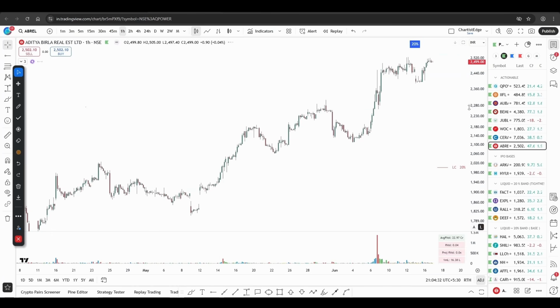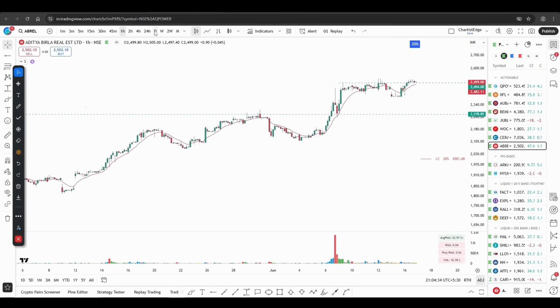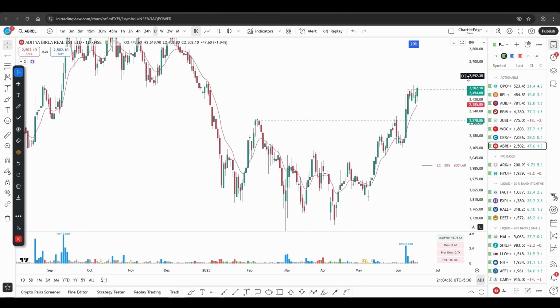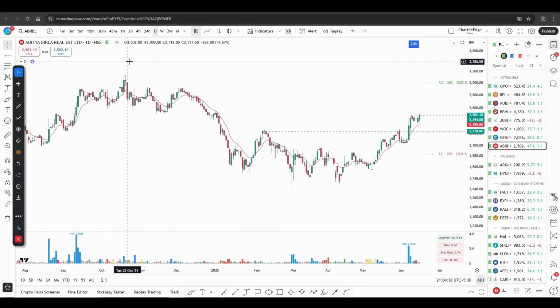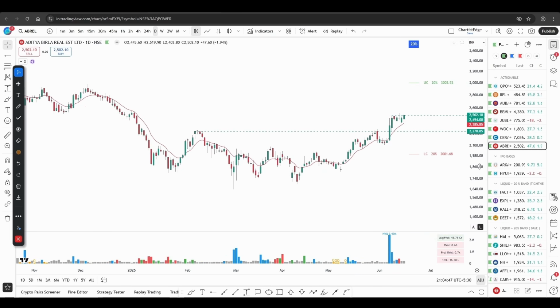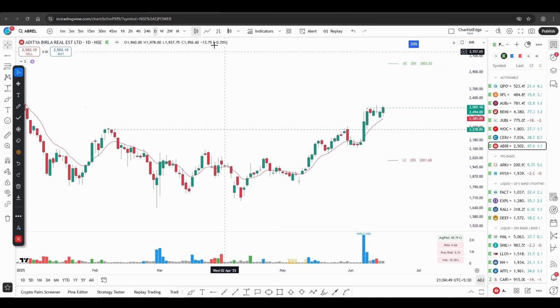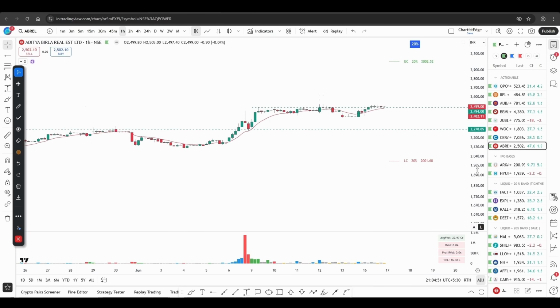And the last one is AB REL. Same thing, a decent change of structure from LHS to the RHS. Volume footprints are also there. The price is sustaining above the 10 EMA. Good contraction happening. Let us go to the smaller time frame.